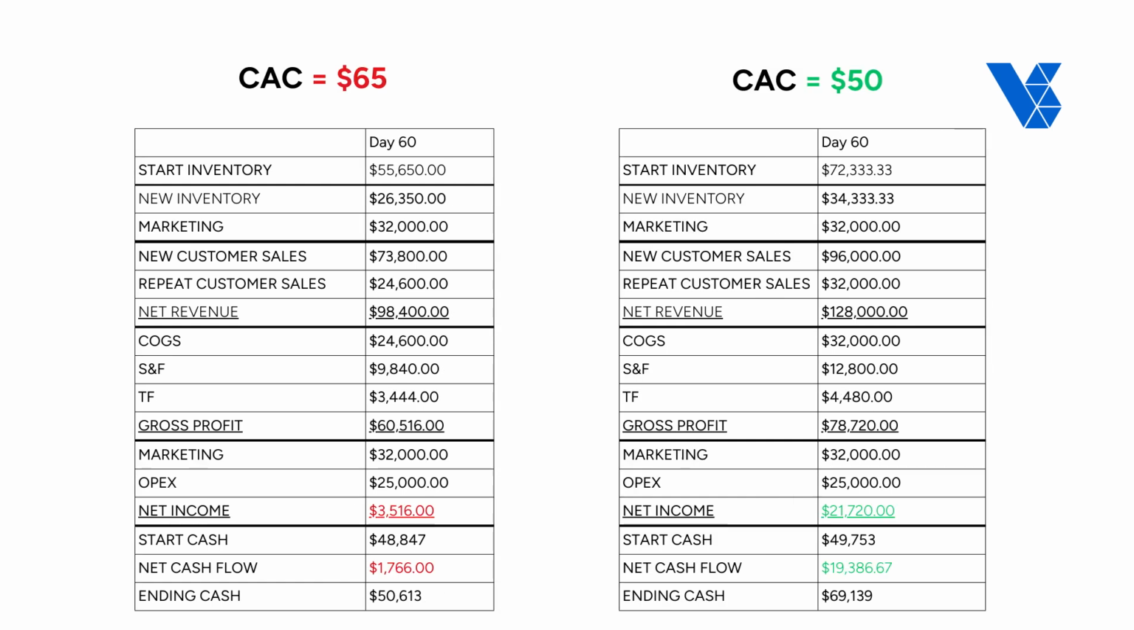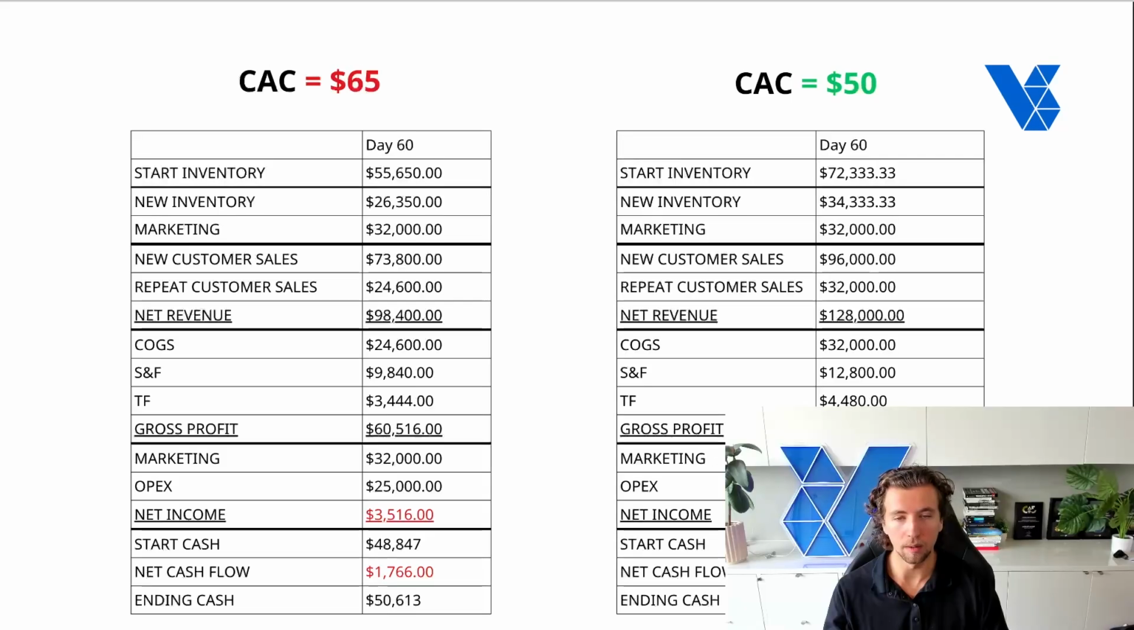So comparing day 60 of CAC $65 and $50, we can see that if your CAC was $65 and we moved 60 days into the future, you would be making $3,500 in net income per month. Comparatively, with a CAC at 50, you would be making $21,700. So there is about a 7x in profitability by dropping your cost to acquire a customer. Alongside, your ending cash position moves from 50 to 69,000. So this is your actual bank account number, which will move up $19,000 from having a CAC $15 lower.